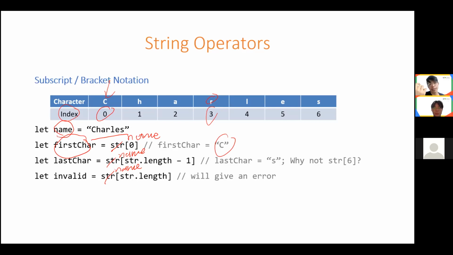So how do we get the last character? You remember we learned about dot length, which gets the number of characters in the string. In order to get the last character, we can do the string dot length, then -1. This Charles string has 7 characters, right? Since we start at 0, our last char is at index 6, or rather 7 - 1. So why not just do string 6?